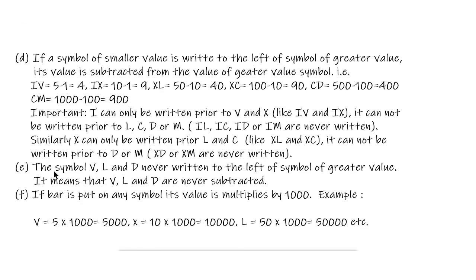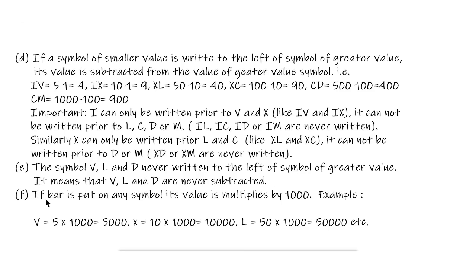Rule E: the symbols V, L and D. V is 5, L is 50 and D is 500. So these symbols are never written to the left of a symbol of greater value. It means that V, L and D are never subtracted.